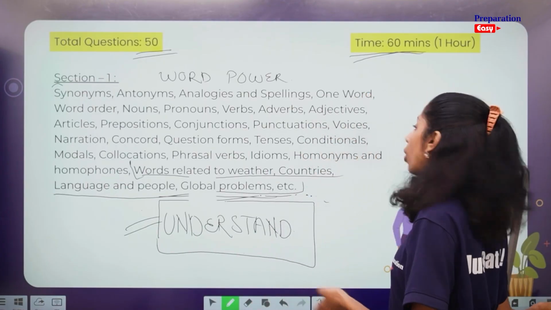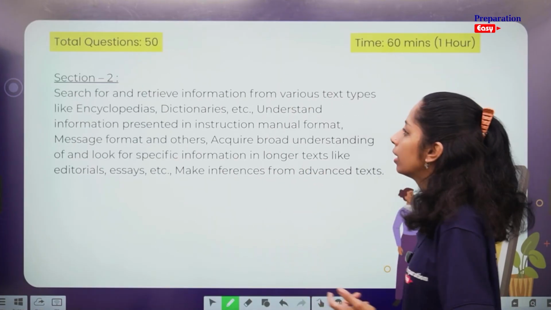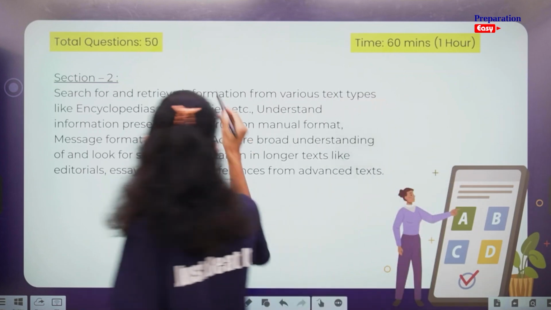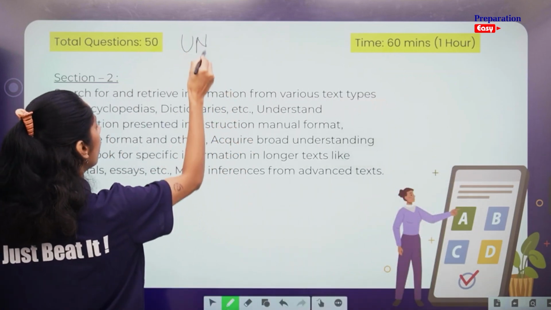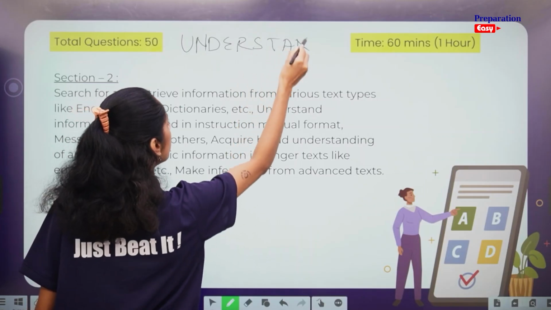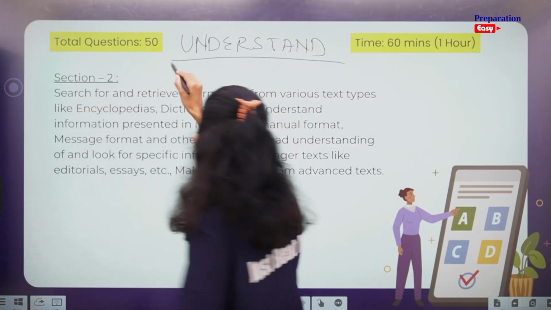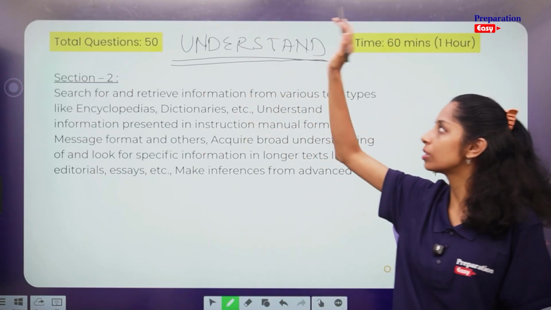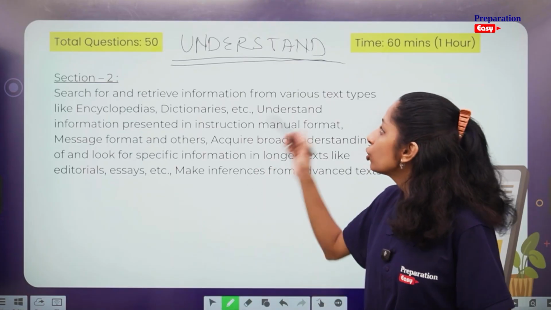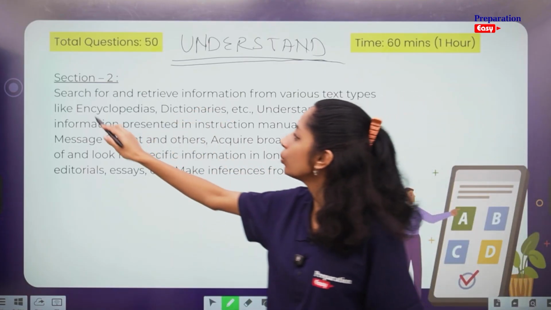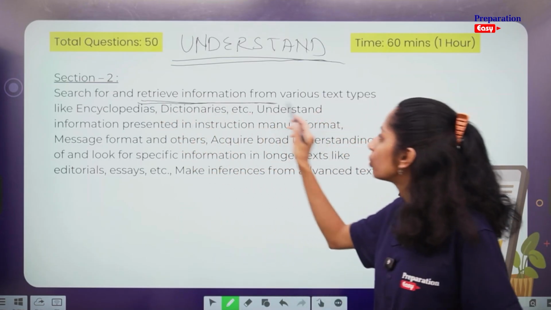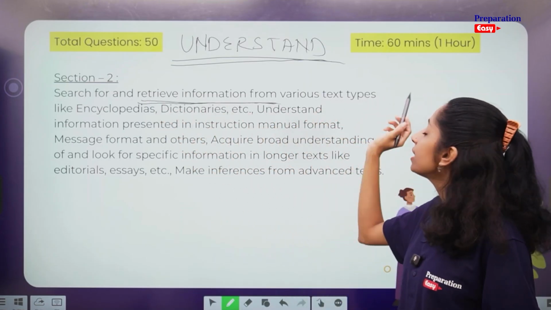Now moving forward, I hope you understood section 1. Moving forward, section 2. Always remember what we are going to do is understand. Don't underestimate this word, because this word will make you the achiever for this exam. Section 2 is all about searching for and retrieving information, to collect the information from various text types.